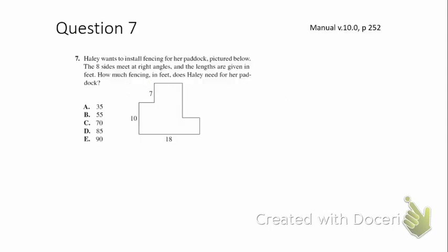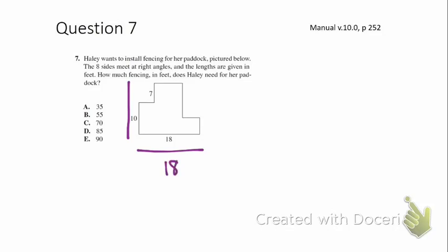Okay, so number 7, Haley wants to install fencing for her paddock pictured below. The 8 sides meet at right angles and the lengths are given in feet. How much fencing in feet does Haley need for her paddock? So this one might be a little tricky if you don't know how to do it. They're not necessarily wanting you to find every single length of each one of these, because if you just made this into a big rectangle, the amount of fencing that you would need would be the same as what you would need in this situation.